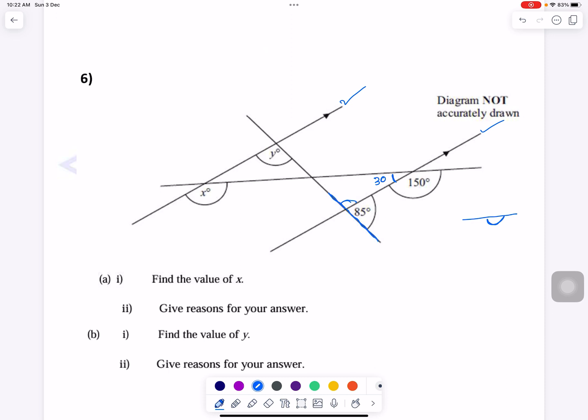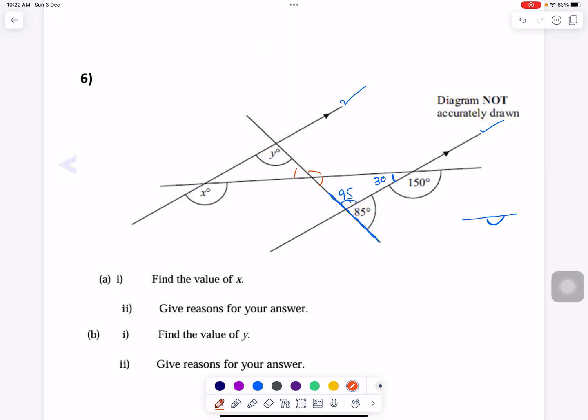Yes or no? So what is 180 minus 85? You can do it on your notebook. 180 minus 85. 95. Okay. Now this is 95. Now what should I do now? Do I need to calculate this angle, this angle, this angle? Maybe if I'm not sure.